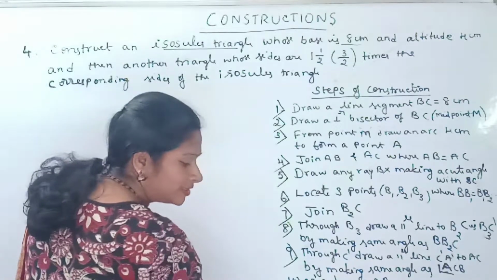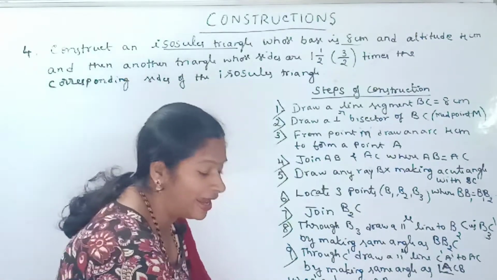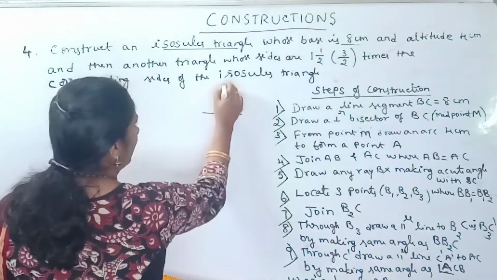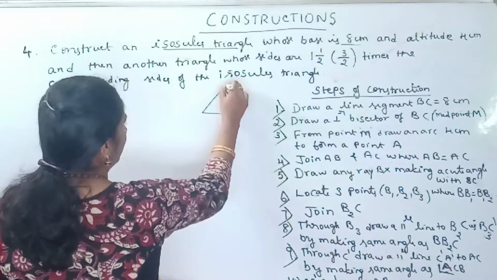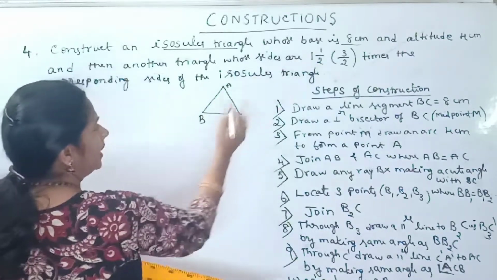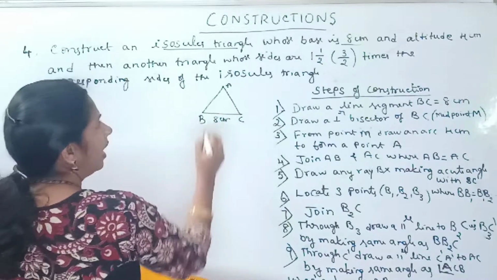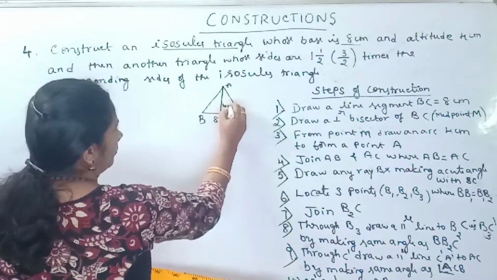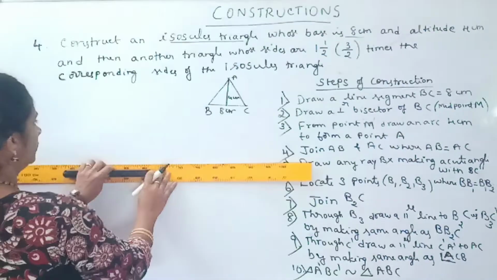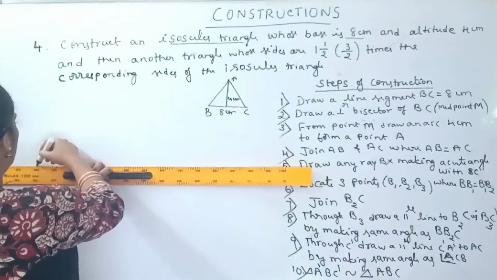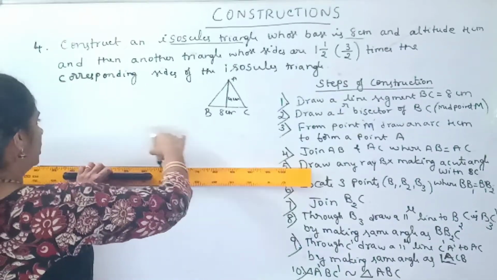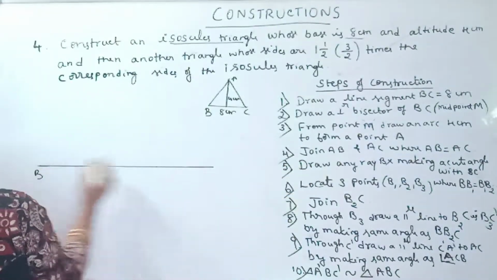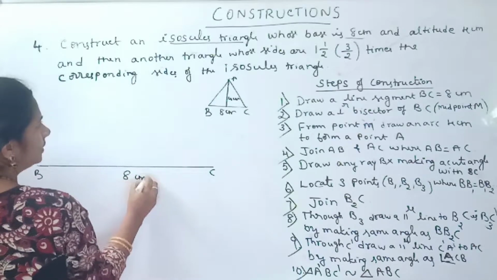So now first we have to construct an isosceles triangle, children. First we need to construct an isosceles triangle ABC whose base is 8 cm and height altitude is 4 cm. Let us start to construct, children. First draw a line segment BC equal to 8 cm.